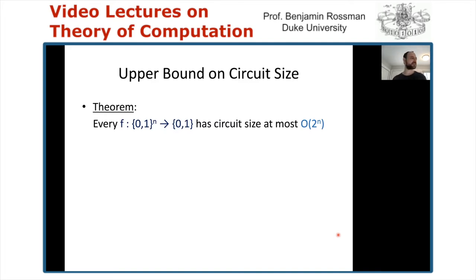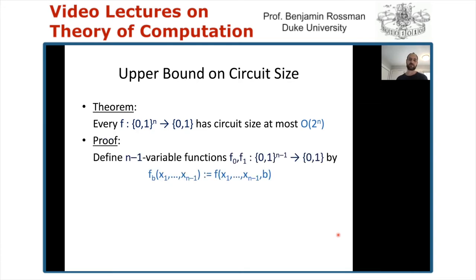Okay, so let's make a quantitative version of this claim that every Boolean function is computable by a Boolean circuit. In fact, we'll show that an n variable Boolean function is computable by a circuit of size at most order 2 to the n. Let's see how we can show this. It's going to be a proof by induction on n. So consider the two n minus 1 variable Boolean functions, f0 and f1, where f sub b is obtained by substituting the constant b for the variable xn.